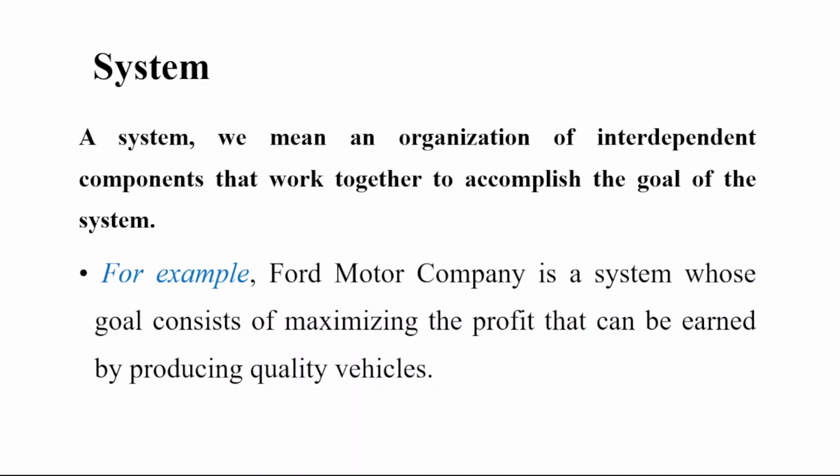By a system, we mean an organization of interdependent components that work together to accomplish the goal of the system. For example, Ford Motor Company is a system whose goal consists of maximizing the profit that can be earned by producing quality vehicles. And the same is true for the other manufacturing companies like Toyota, Hyundai, Samsung. So these are manufacturing companies.